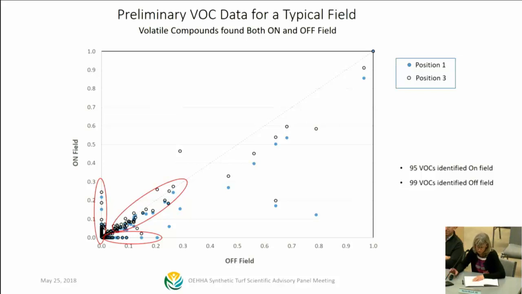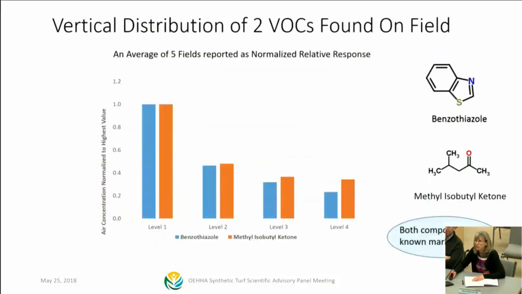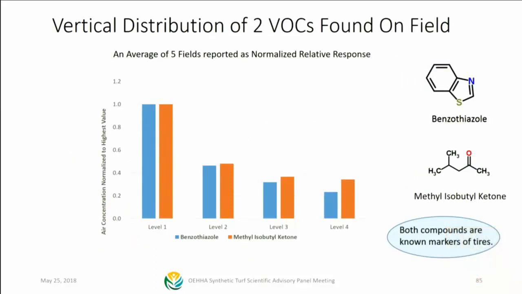Okay, so from the on-field chemicals, we've identified a subset. I'm gonna focus on only 2 of them that we've identified. One is benzothiazole, and the other is methyl isobutyl ketone. Their structures are shown here on the right. Both of these chemicals are also known markers of tires.